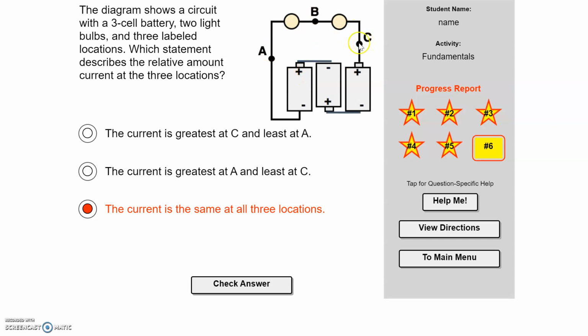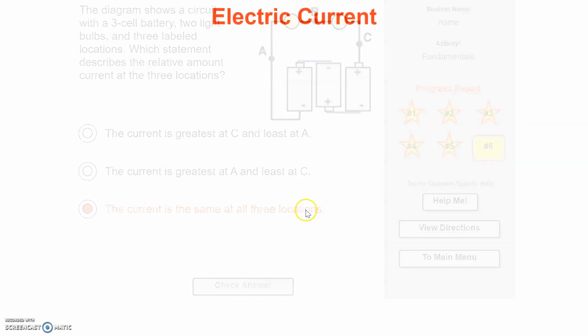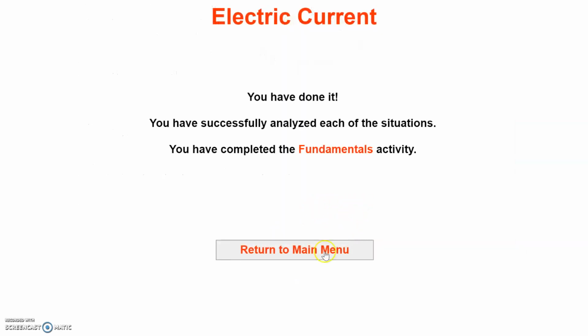Next time, we'll talk about some different types of circuits that can divide the current, and then you can have different amounts. But when there's one loop, the current is going to be the same everywhere. Okay, so now it's your turn to try levels 2 and 3.